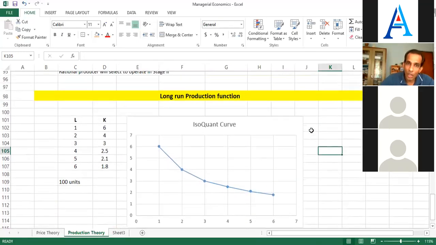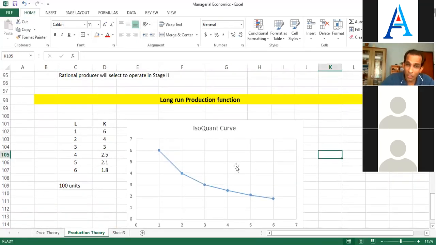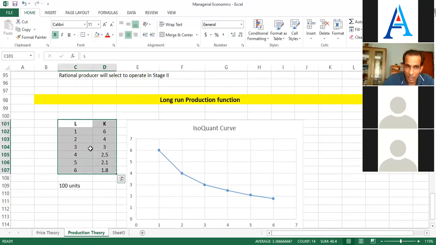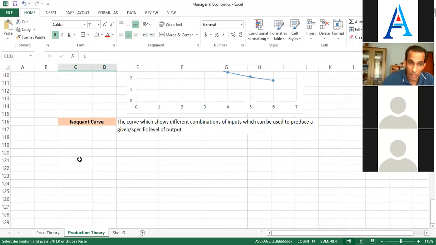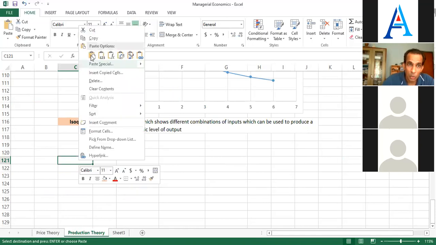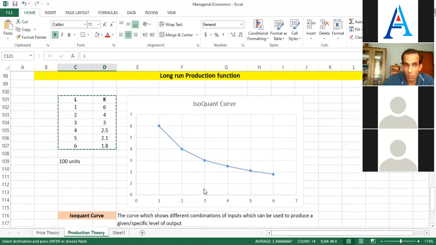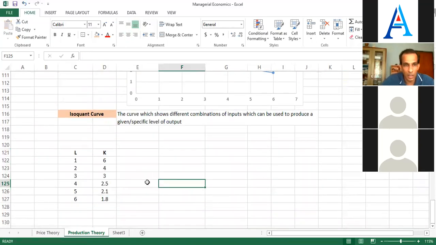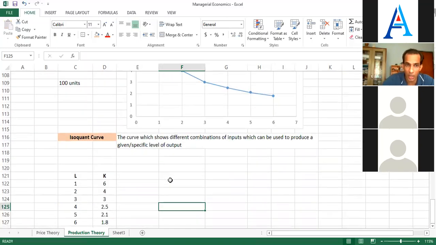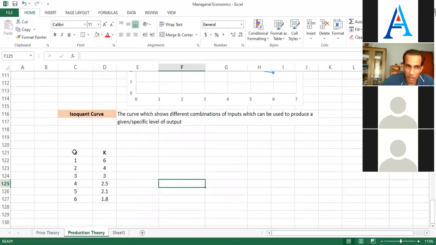Now, the important thing: if the firm wants to increase the output. This is the isoquant curve to produce 100 units. These are the input combinations to produce 100 units. Now, if the firm wants to produce, say, 200 units, what will be the condition?